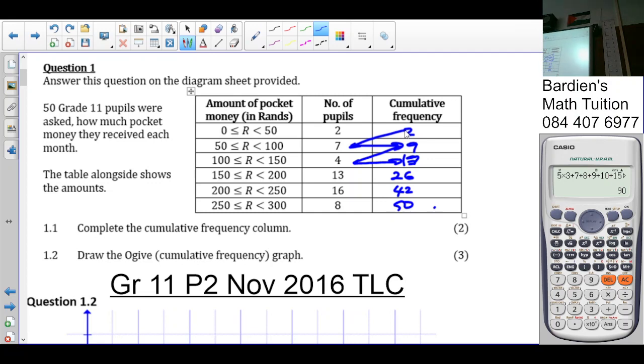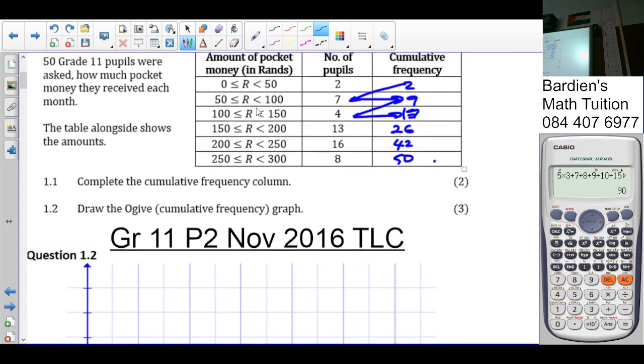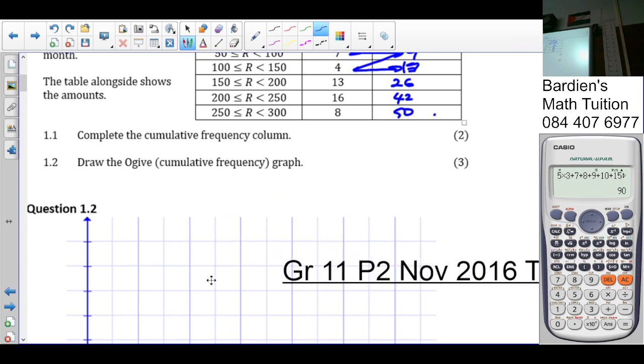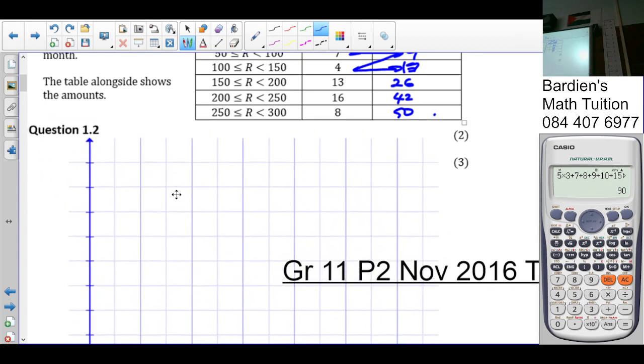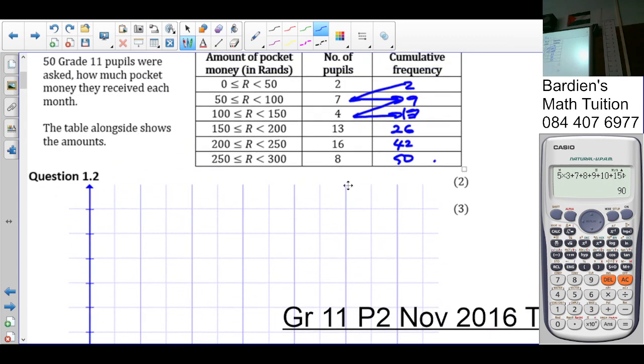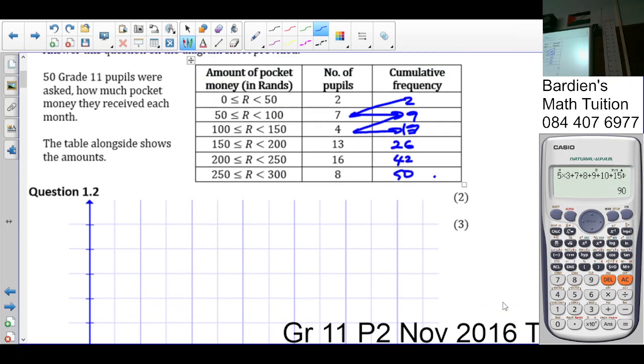The next question says, draw the ogive or the cumulative frequency graph. So to draw this graph, I just need to pull this up here quickly. The points that we use are going to be 50 and 2, 100 and 9, 150 and 13, 200 and 26, 250 and 42, 300 and 50. Okay?